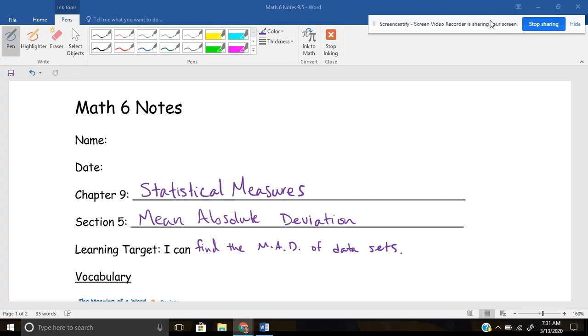Hello, sixth graders. Today we've got 9.5, the last section in chapter 9, which is on mean absolute deviation, very commonly referred to as MAD, mean absolute deviation.